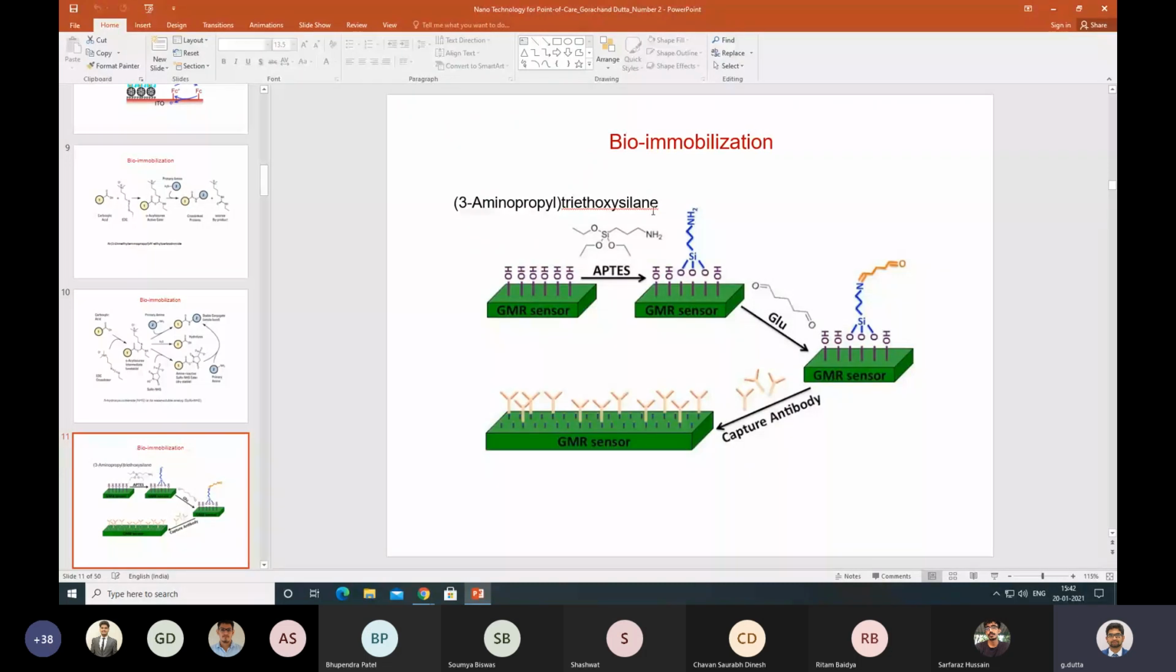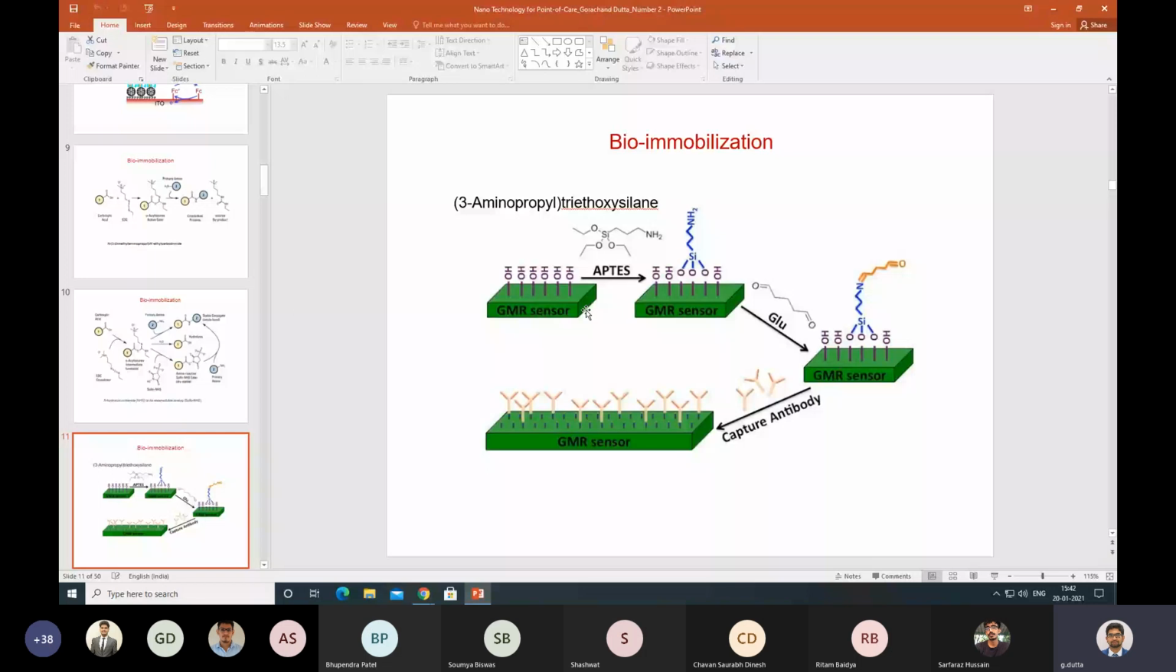Some chemicals I am telling you today, but don't be afraid because of some chemicals. No need to remember all the chemical names. During the exam, I will give you. Just try to understand how we can create amine group on the surface, how we can create carboxylic group on the surface, and how we can use those functional groups to bind with the primary antibody and immobilize the antibody on the surface to make the biosensor.